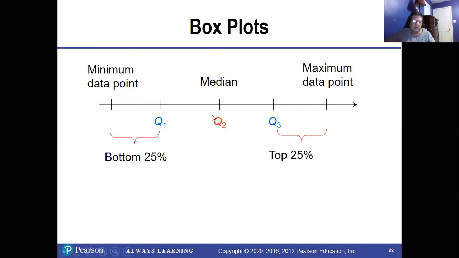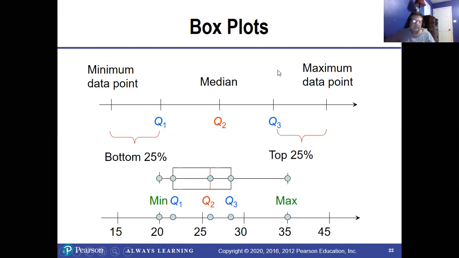Okay, the second quartile is the middle. The first quartile is the middle of the first half. The third quartile is the middle of the second half. You have the highest data point and the lowest data point. And so you have the first quartile, then the second quartile, then the third quartile, then the fourth quartile, basically. From that information, we can draw what's known as a box plot.